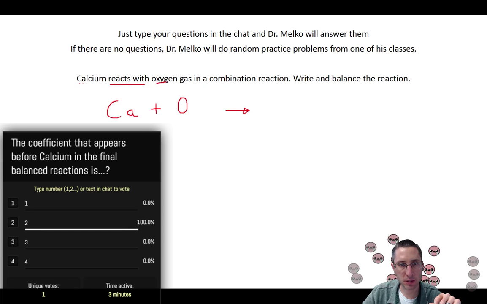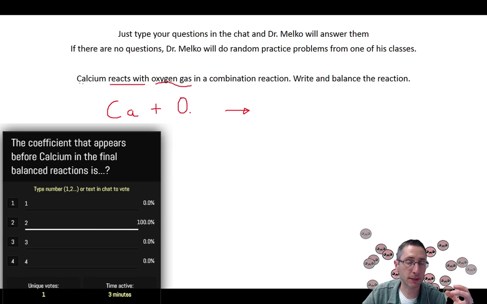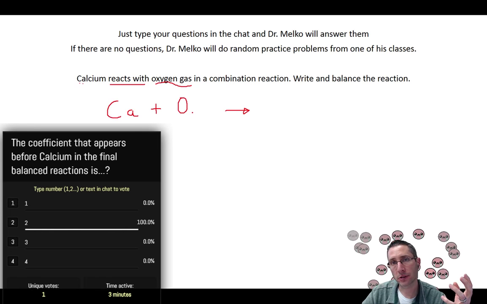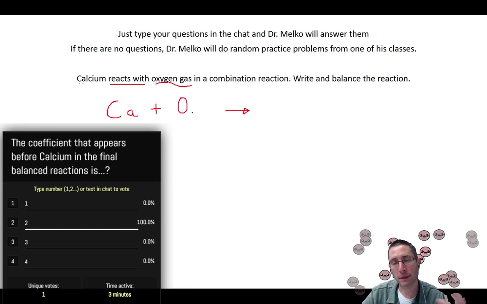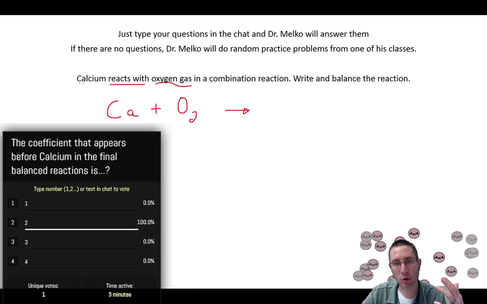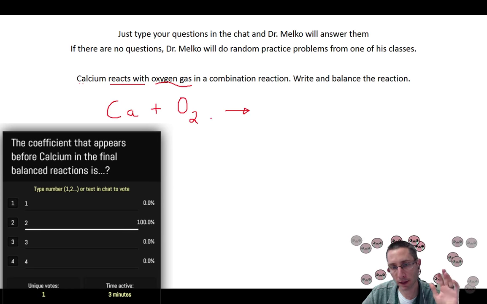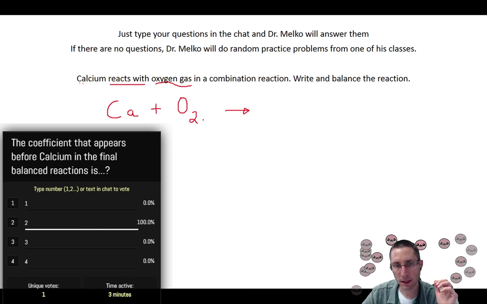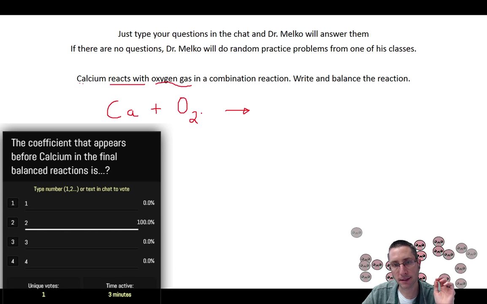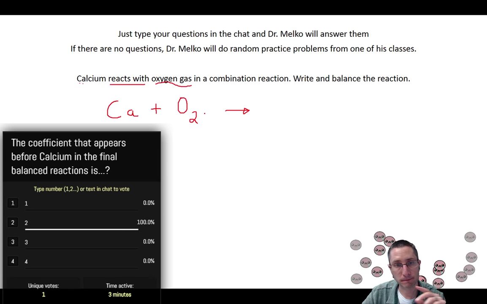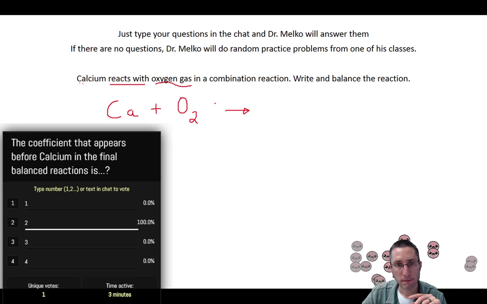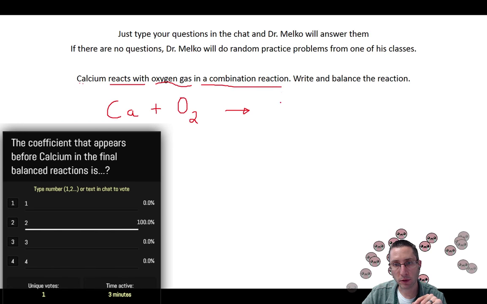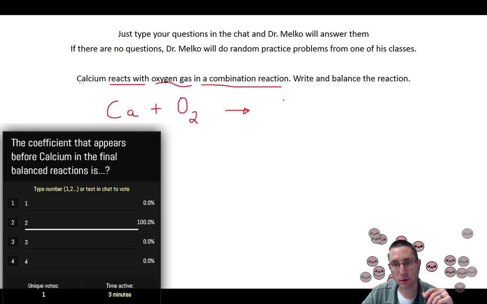But remember, oxygen is one of these special 7 we learned about in class that come as diatomics. So, all oxygen that occurs in its natural elemental form is O2, at least for the intents and purposes of this class. There's some exceptions to that, but in this class, every time you see oxygen gas, that's O2. And it's a combination reaction, which we learned last time means they're both coming together to form one thing.